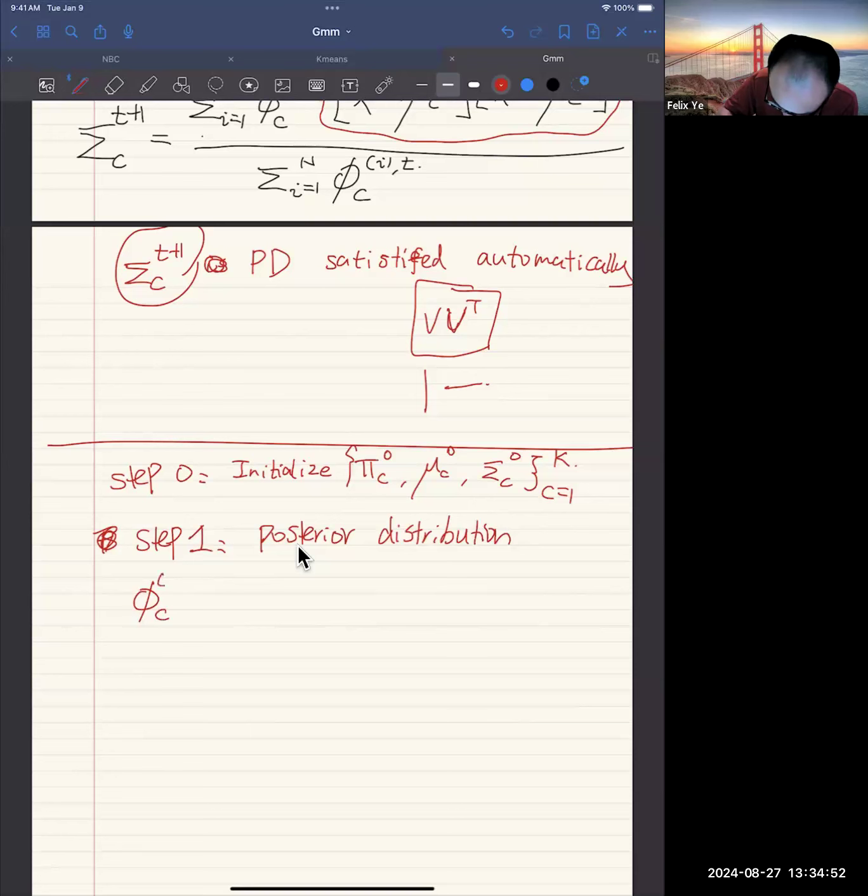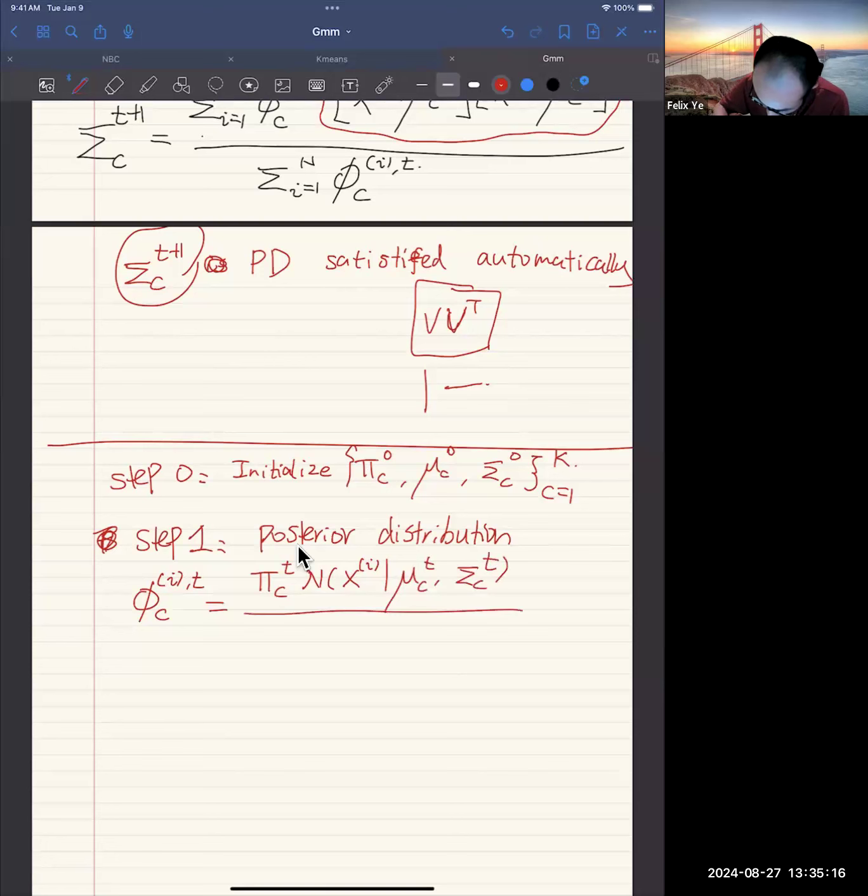Phi C I T. This is equal to basically pi CT and the normal distributions of X of I conditional on mu CT and sigma CT, over the summation at J from 1 to dk of pi JT, X of I, mu JT and sigma JT.